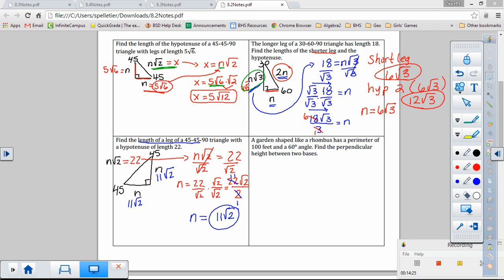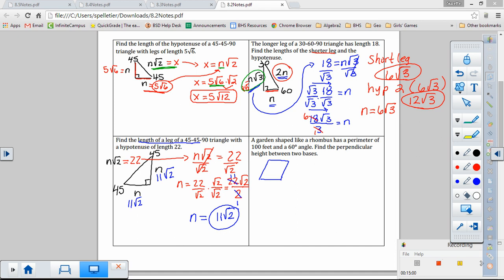When we look at example 4, a garden shaped like a rhombus has a perimeter of 100 feet and a 60-degree angle. Find the perpendicular height between the 2 bases. So a garden shaped like a rhombus, so we have to know what a rhombus looks like, has a perimeter of 100 feet and a 60-degree angle. So it says to find the perpendicular height between the 2 bases. Okay? So a rhombus looks sort of like a parallelogram, except that all the sides are equal. Okay? So it kind of forms a square.